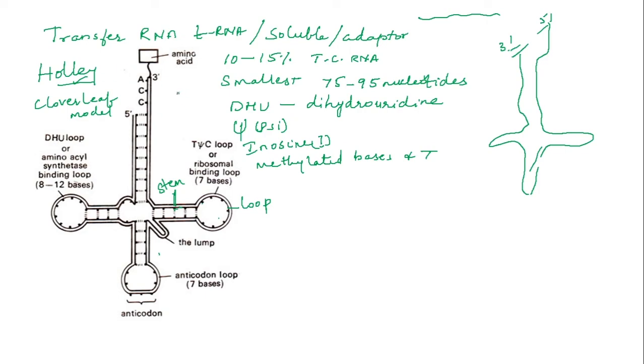All the tRNA molecules contain the same terminal sequence, CCA, at the 3' end. And this ends with adenine, which is the last residue at the 3' end. This site is the site for the attachment of amino acid. This is the amino acid attachment site.